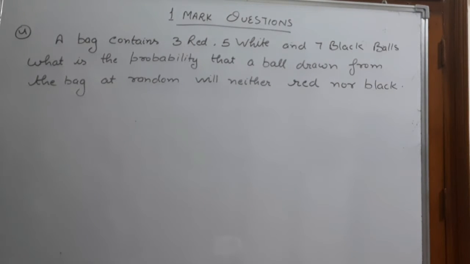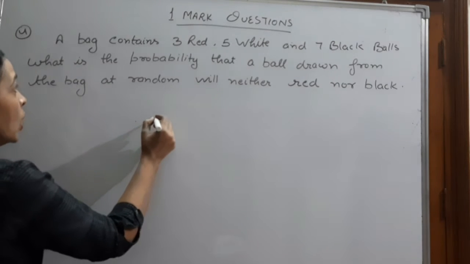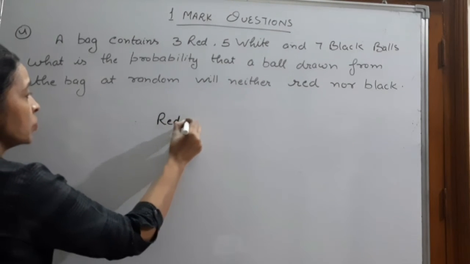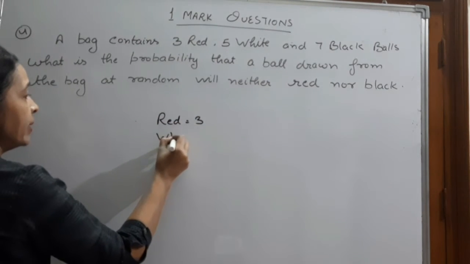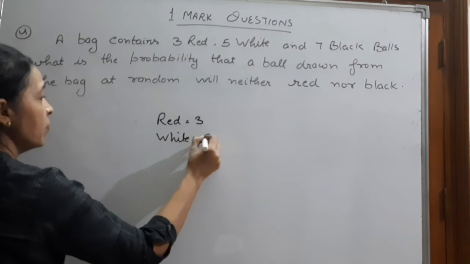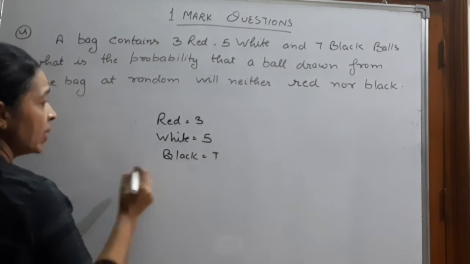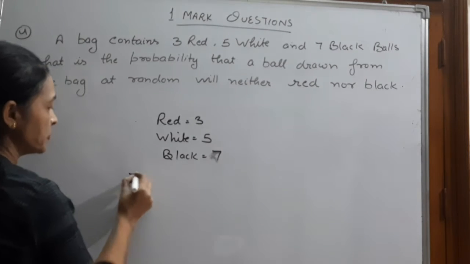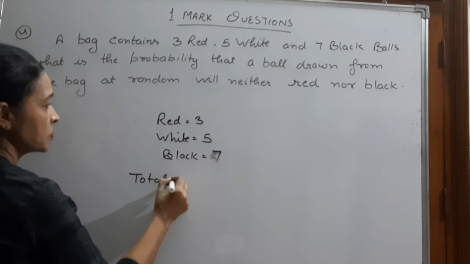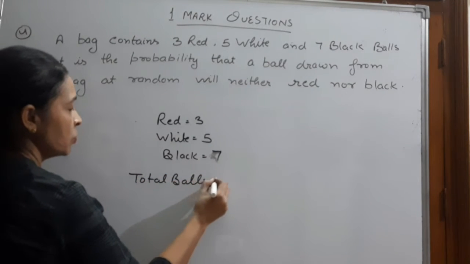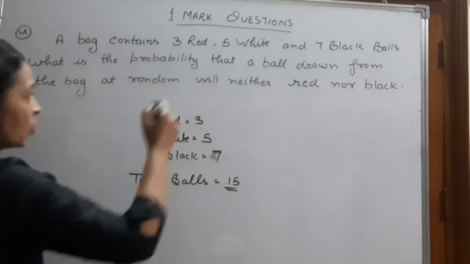A bag contains 3 red, 5 white and 7 black balls. What is the probability that a ball drawn from the bag at random will be neither red nor black? Now, how many red balls do we have? 3, white 5 and black 7. How many total balls do we have? 15.